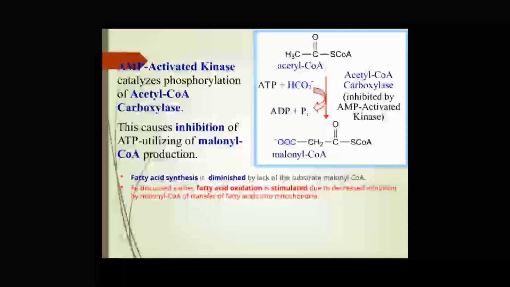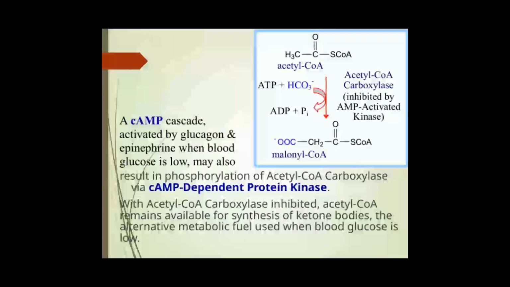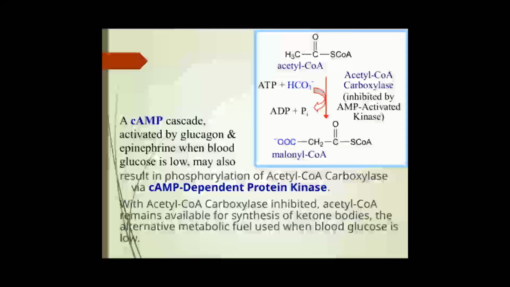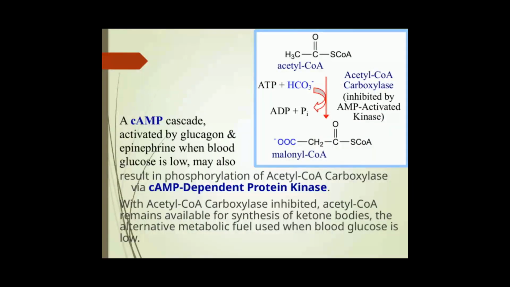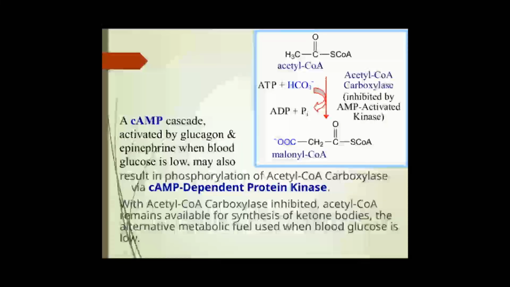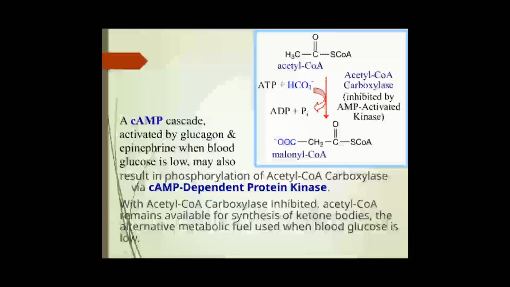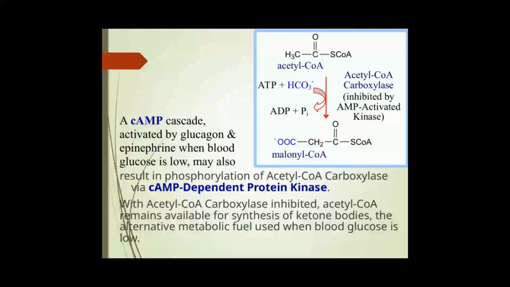Now, let's look at how the cAMP cascade functions when blood glucose levels are low. When glucagon or epinephrine are released, they activate this cascade, which is a key part of our body's response to fasting or low blood sugar. This activation leads to the phosphorylation of acetyl-CoA carboxylase through cAMP-dependent protein kinase, also known as PKA. Phosphorylating acetyl-CoA carboxylase inhibits its activity, and this is crucial because it shifts the metabolic balance. Instead of converting acetyl-CoA into fatty acids, the acetyl-CoA remains available for the synthesis of ketone bodies. And these ketone bodies become our alternative fuel source when glucose isn't readily available in the blood.